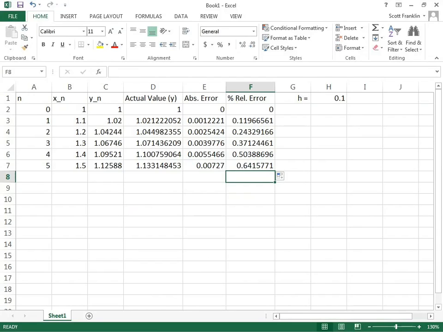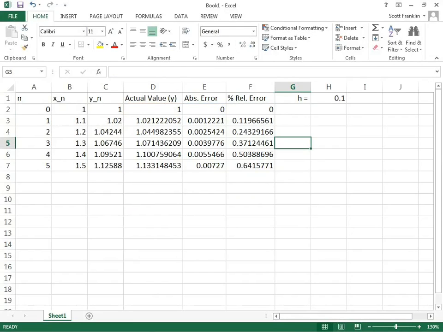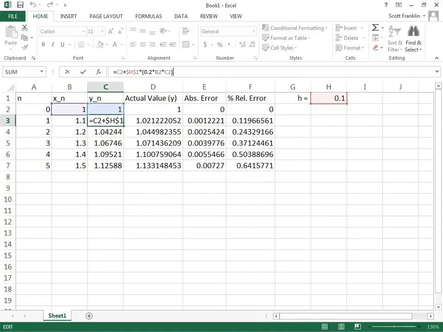Okay, yeah, so you just click on the cell for the relative error, so I see the formula. Yeah, it was the absolute error, which is E2, divided by the absolute value of D2, times 100. Okay. And I think I might be off on Y sub n. Its formula was, when you're in the second row, C2 times the $H$1, so it's always referring to that cell, times 0.2 times B2 times C2.